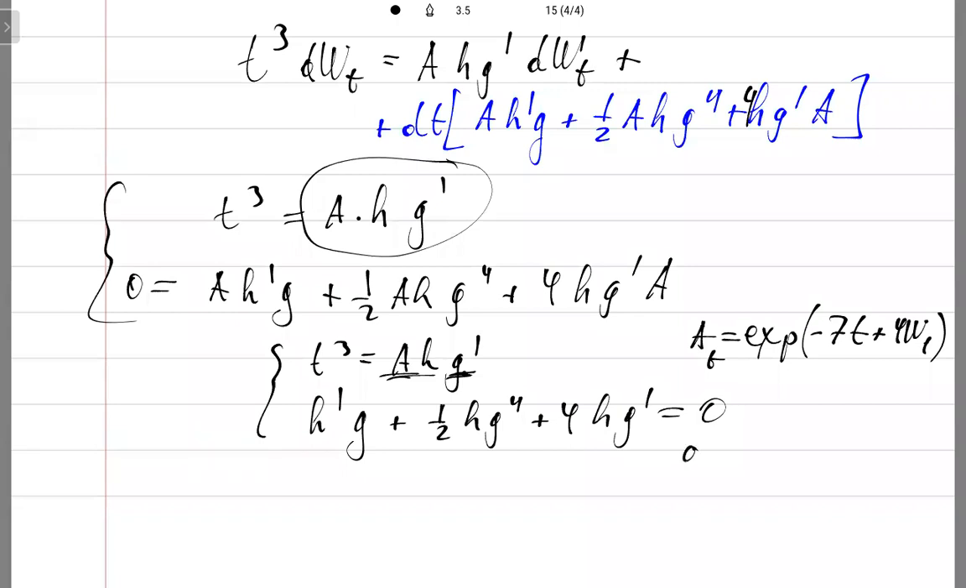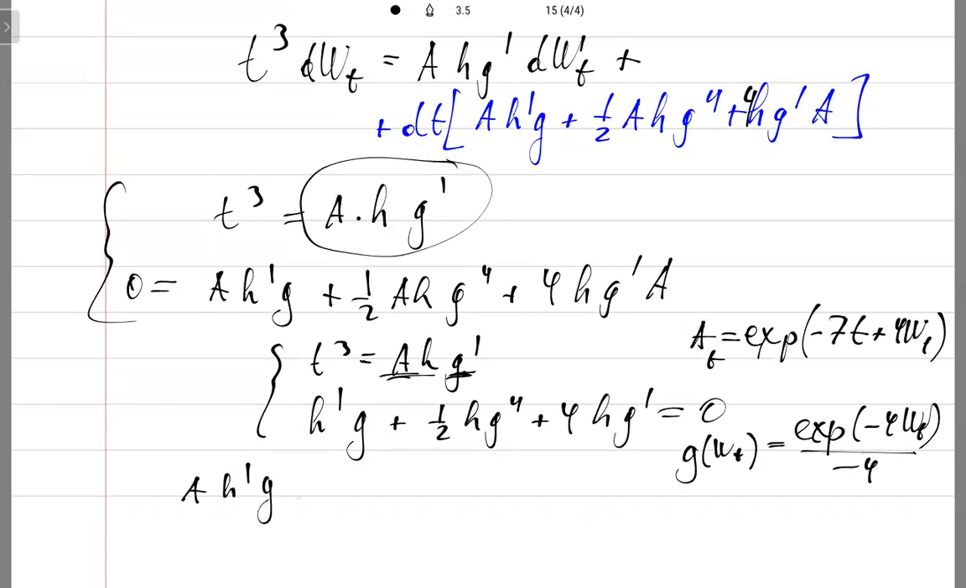So let's recall that g of wt is exponent of minus 4wt divided by minus 4. And then we can multiply everything by a. We will see that a h prime g plus 1/2 a h g prime prime plus, here we have 4t cube. And this is all. No, I don't see your point. So I think we need an honest contradiction.